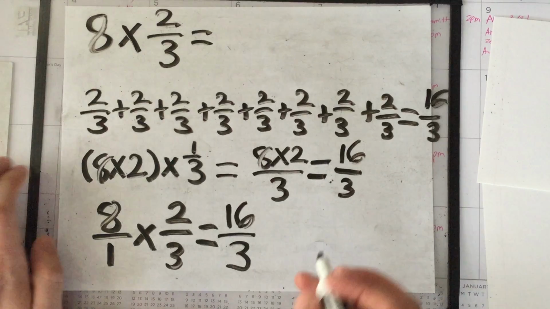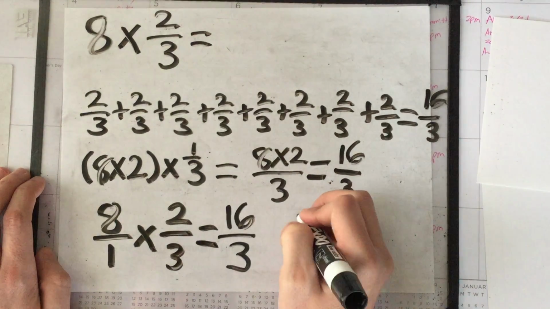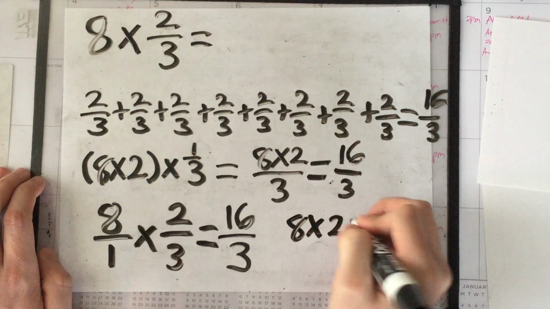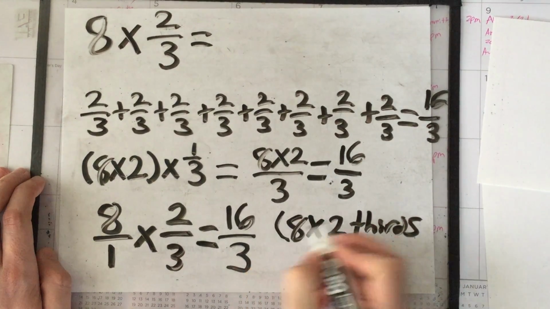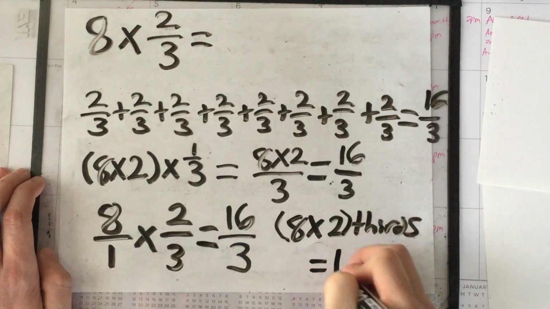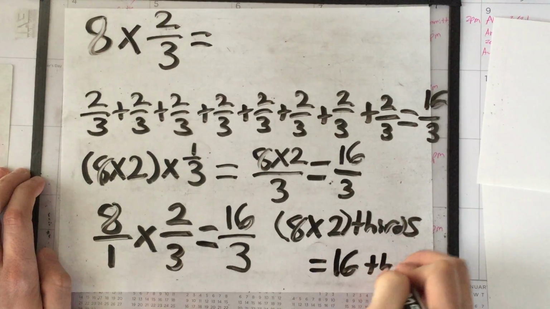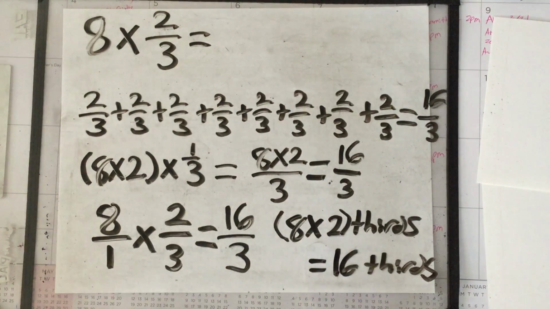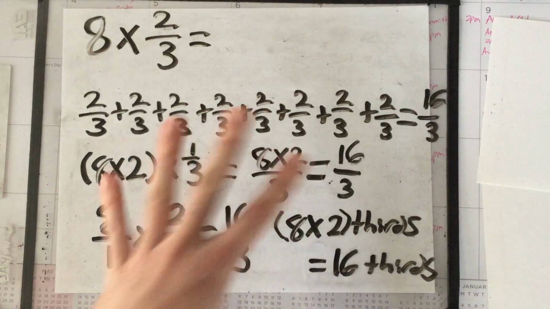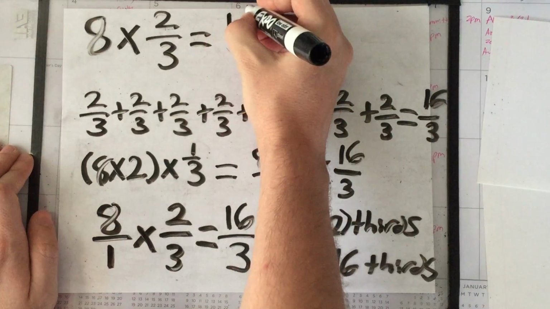We could have also written this out in unit form, 8 times 2/3. And again, it would have just been 8 times 2, which would have been 16/3. We got 16/3 4 different ways.